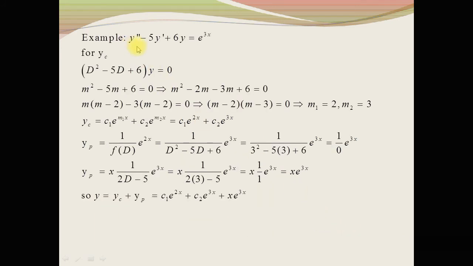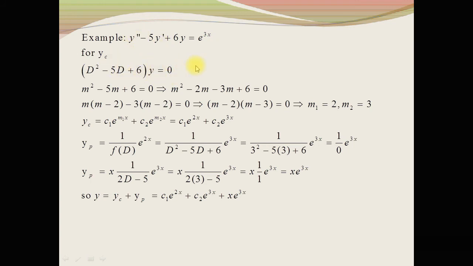Now another example, y double dash minus 5y dash plus 6y is equal to e power 3x. This is a non-homogeneous linear differential equation of order 2 with constant coefficients. Since this equation is non-homogeneous, for the complete solution we have to find two solutions, the complementary solution and the particular solution. For the complementary solution, take the homogeneous part. Homogeneous part means the right hand side will be equal to 0. (D square minus 5D plus 6) y is equal to 0.